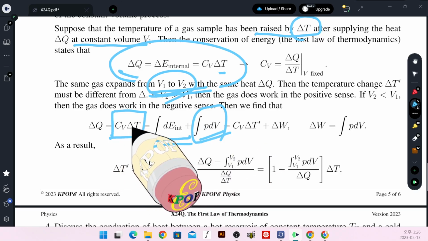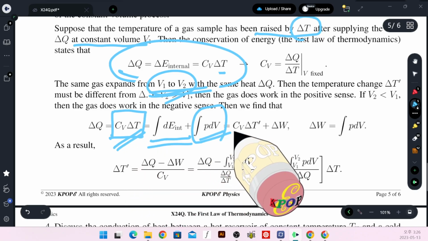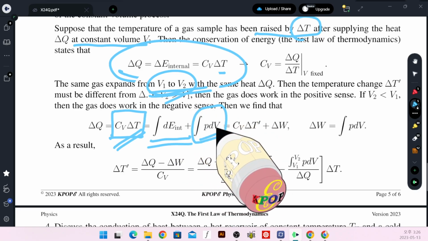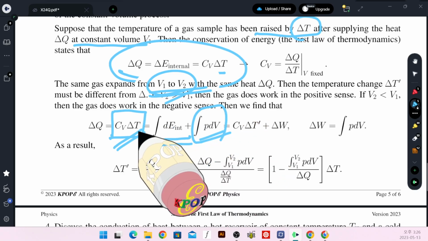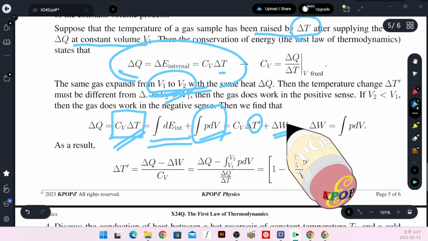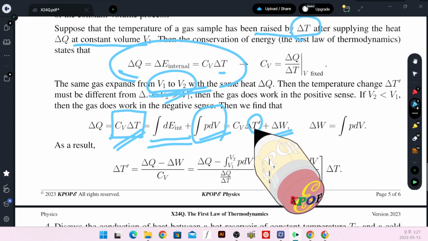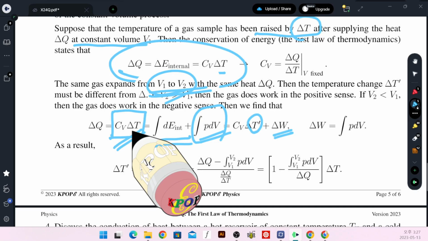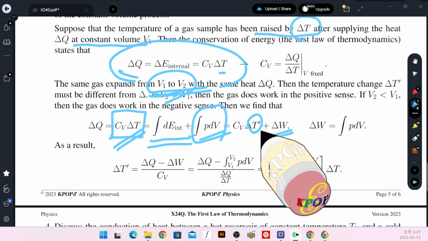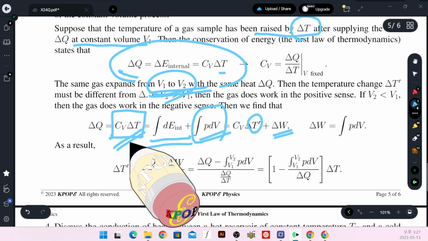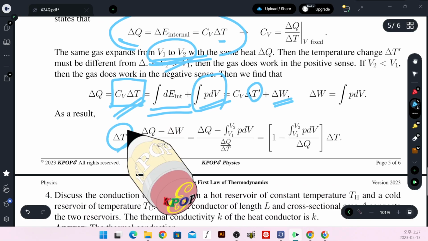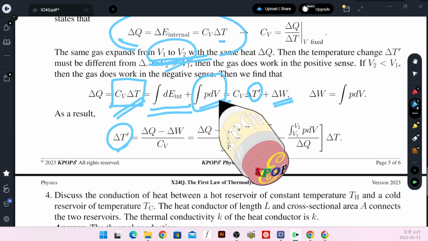Now, this was the old temperature change when this volume change was missing. However, because this gas could do work, the temperature change should be different. If the work is positive, then the temperature increase must be less than previously. If the work is negative, if the gas is shrunken, then the temperature should be raised more than the original delta T. As a result, we can find the temperature change after allowing the volume change.